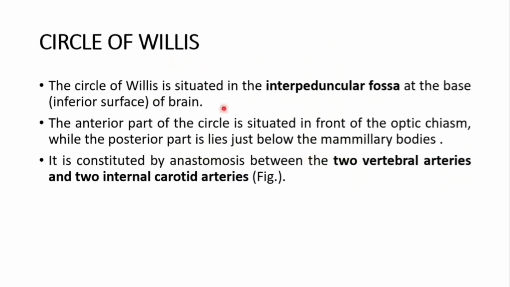The circle of Willis. The circle of Willis is situated in the interpeduncular fossa at the base of the inferior surface of the brain. So location is interpeduncular fossa. The anterior part of the circle is situated in front of the optic chiasma, while the posterior part is just below the mammillary bodies. It is constituted by anastomosis between the two vertebral arteries and two internal carotid arteries. So it's an anastomosis, two vertebral and two internal carotid arteries.